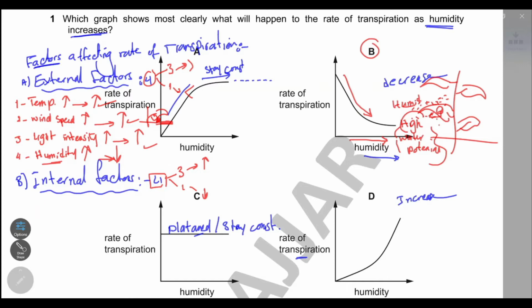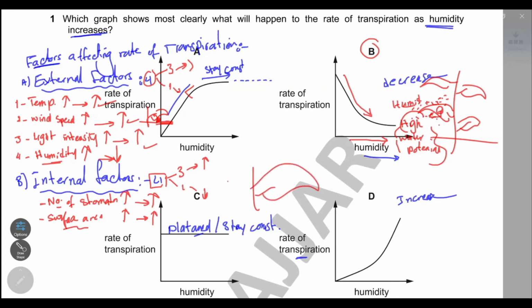Regarding the internal factors, surely the number of stomata. If you have more stomata, so more gates through which the water can leak out and transpire. Surely the surface area exposed. When we have more surface area exposed to the air, that also increases it. Let's make this an example.